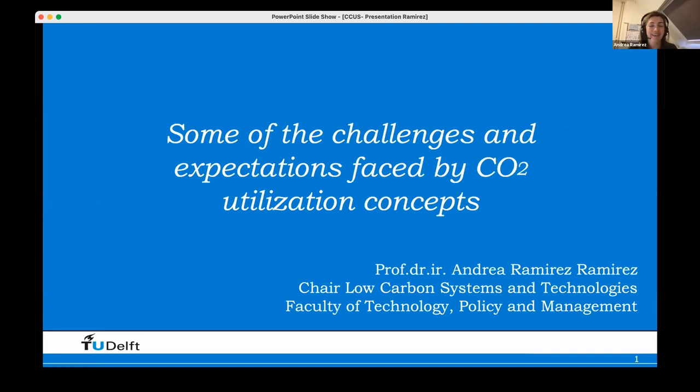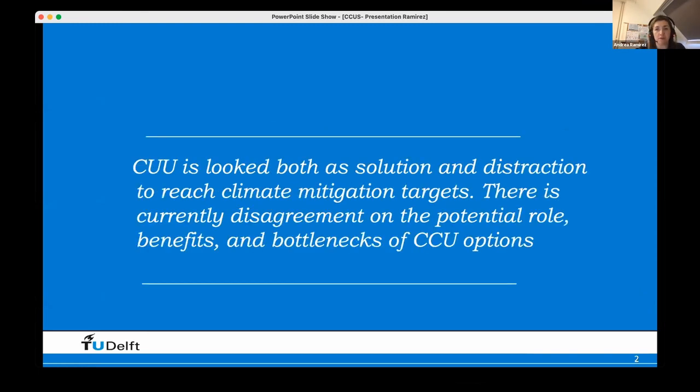Yeah, perfect. So, hello, everyone. I think we now have a big picture of what CO2 utilization can do. And if you have been following the debate, you know that you have kind of two teams, if you want to call it like that, like it's happening with most mitigation options. In the case of CCUS, it has been assessed both as a solution by some and as a distraction by others on what we need to do to reach the climate mitigation targets.